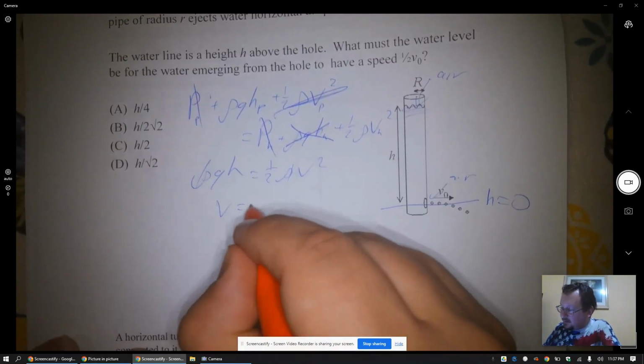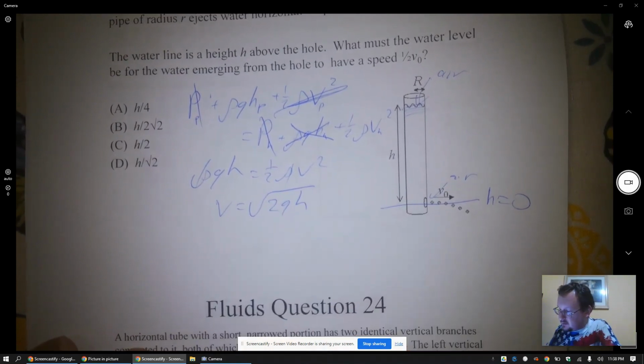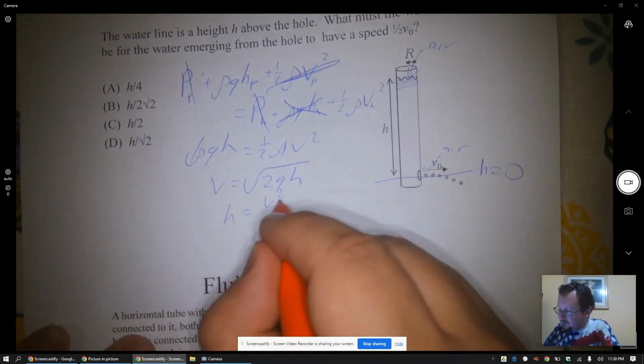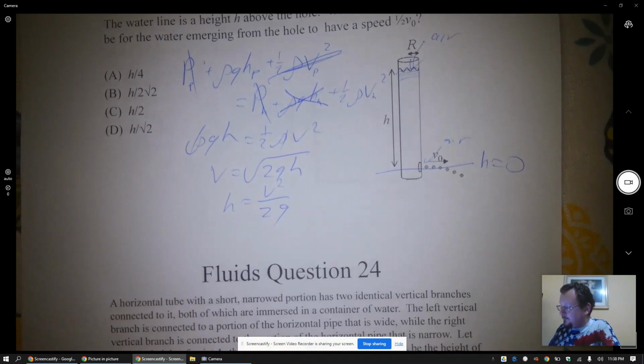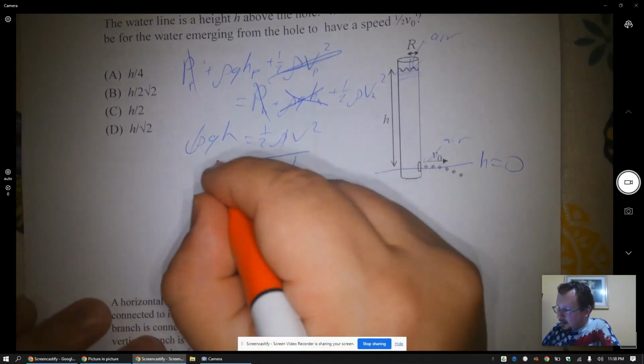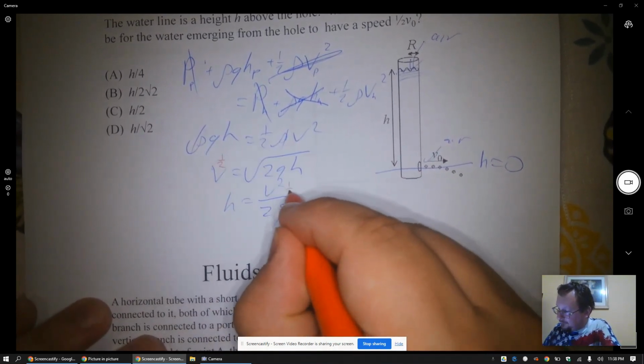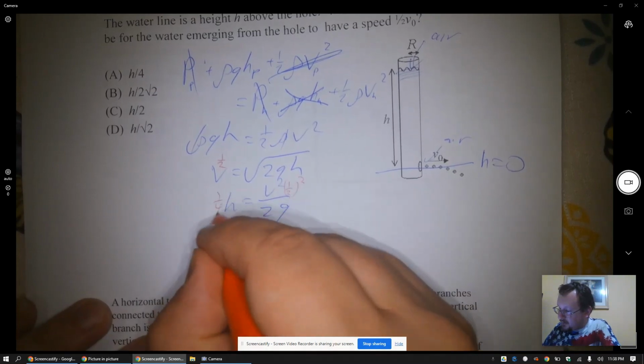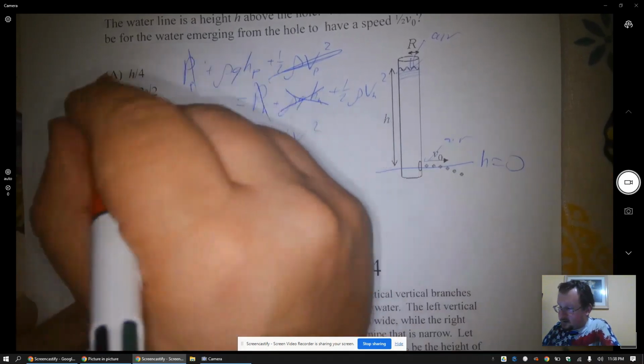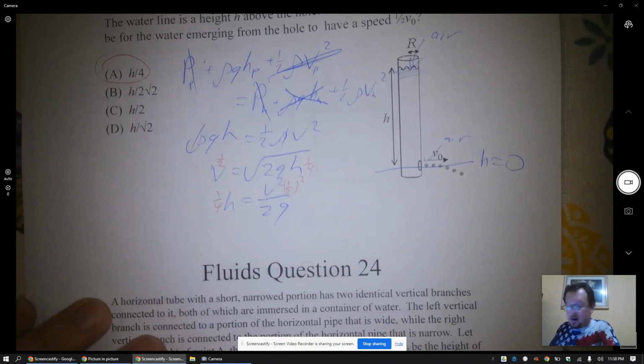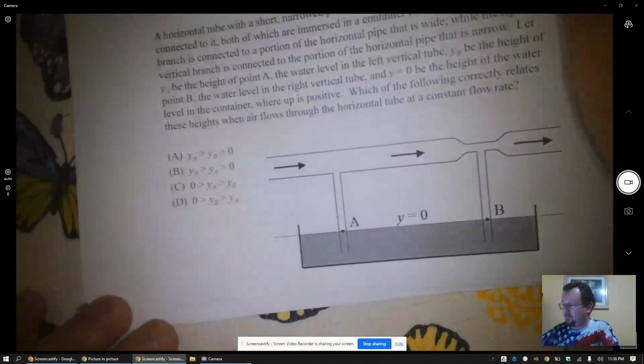So velocity equals the square root of 2gh, or you could say h equals v squared over 2g. Either way, if you want to make the speed half as much, you have to make the height 1/4 as much because of the squared or the square root, depending upon how you call it.